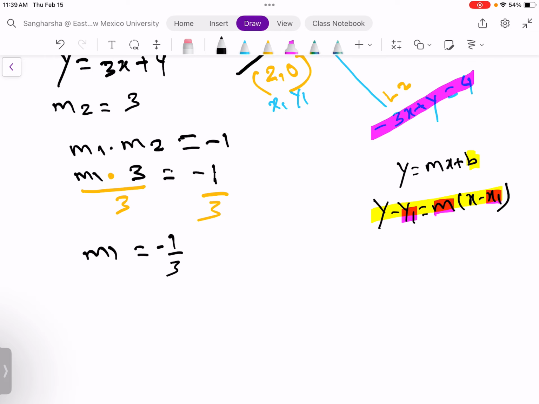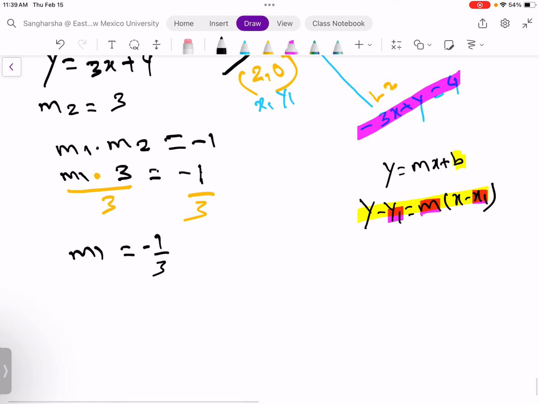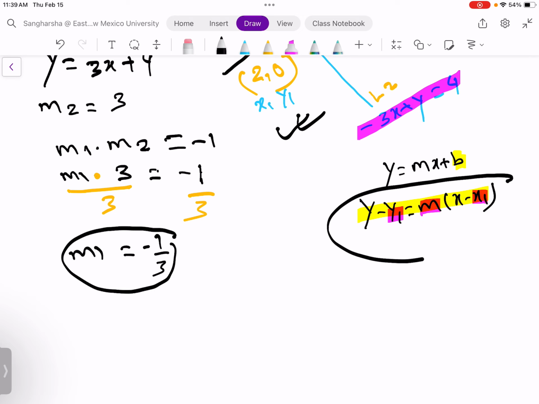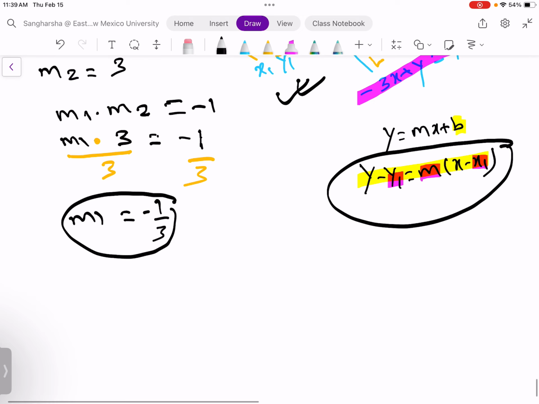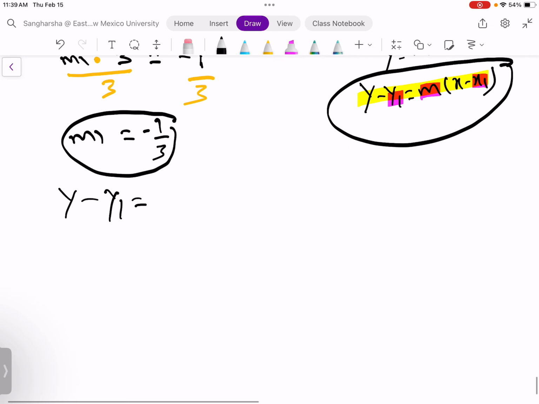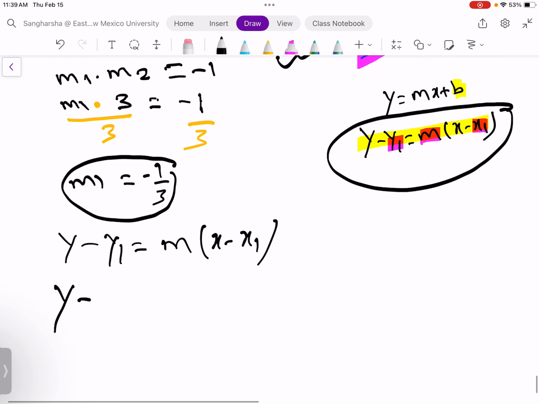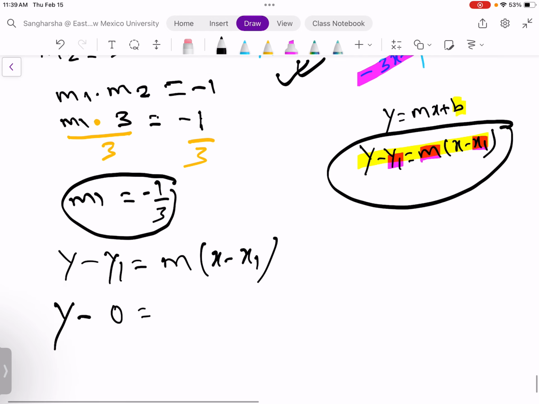Now we have the slope, we have the point. Now you take this point-slope form and substitute. So we have y minus y1 equals m times x minus x1. So we have y as it is, minus y1, which is 0, equals m, which is -1/3, times x minus x1, which is 2.